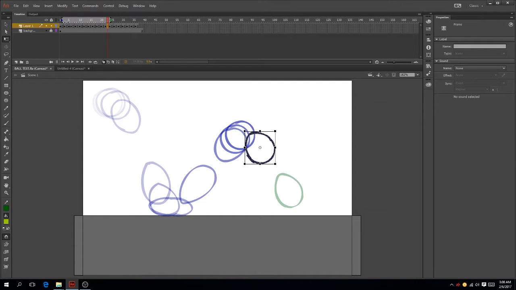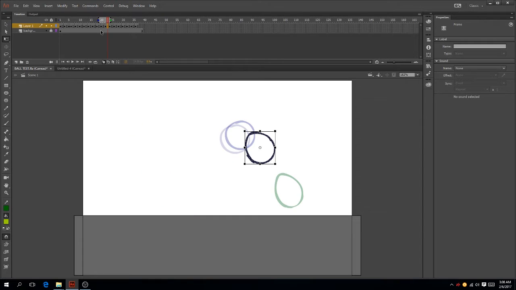But yeah, this is what animation, or this is at least a very big part of animation, is just checking your timing and making sure that things make sense.